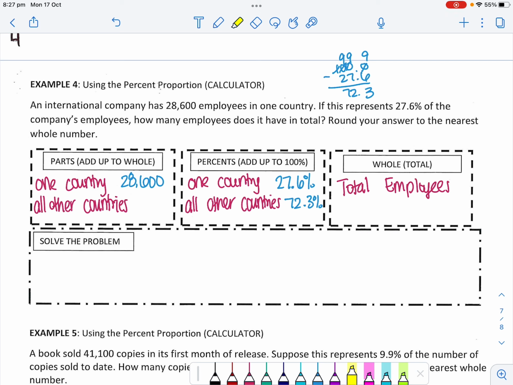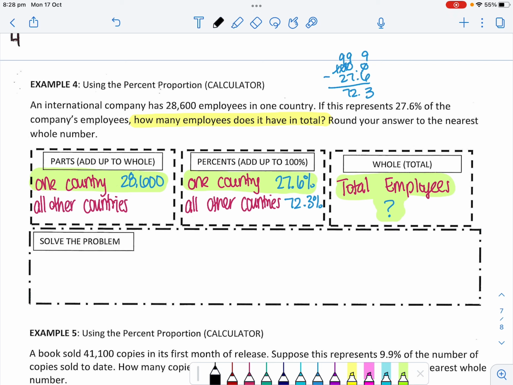The question I'm trying to answer is how many employees does it have in total? So I'm trying to find this total employees down here. So I know the first thing I'm going to highlight is my question mark. Unfortunately, with the whole, it doesn't tell you what else to highlight. Because remember, you have to highlight the same thing in the parts box and the percents box. In this one, I have to use the first set of information they gave me, this one country information.